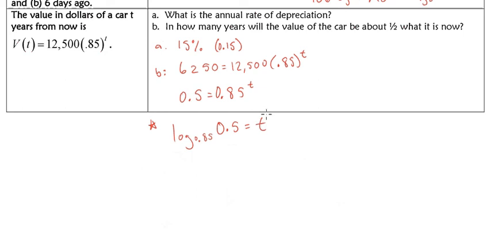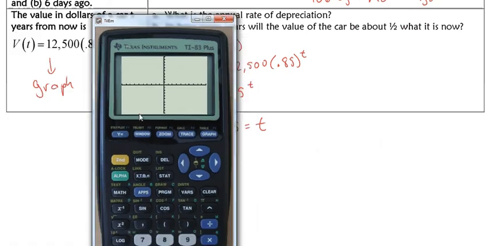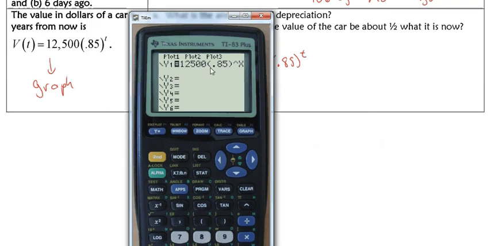But we're not quite there yet. We will be heading to logs very soon, but right now we're not quite there. So what would t be? Let's instead go ahead and come back to the original function and just graph it, solve it graphically. In the calculator, we've got y equals 12,500 times 0.85 to the x power, to the t power. You can go ahead and graph it.